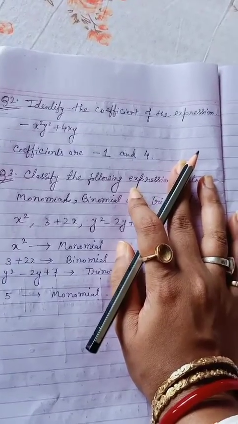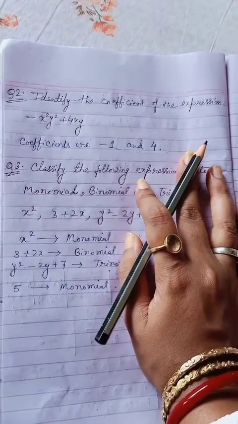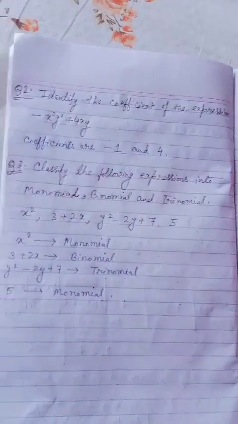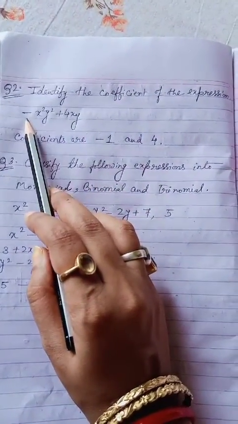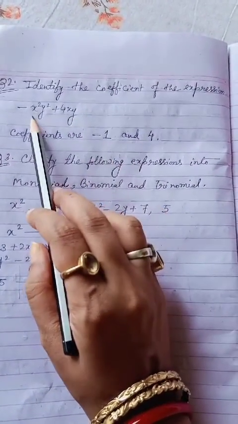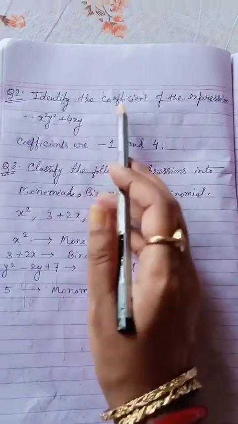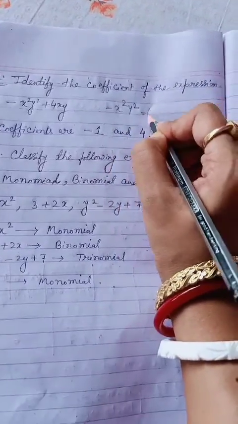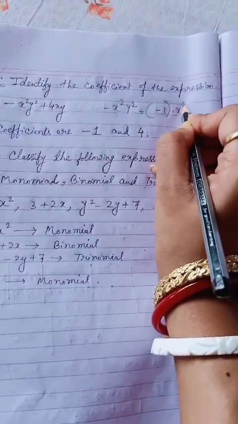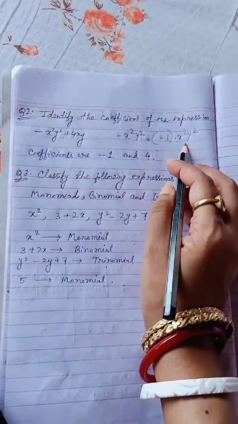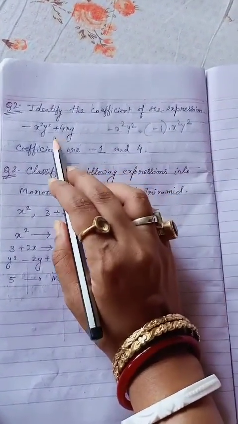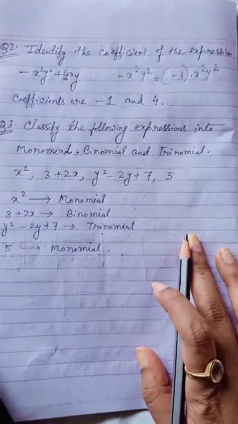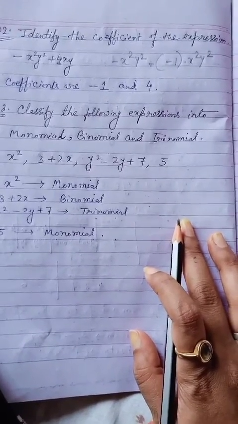Question 2. Identify the coefficients of the expression minus x square y square plus 4xy. Minus 1 is the coefficient of minus x square y square. See, we can write minus x square y square as minus 1 into x square y square. So minus 1 will be the coefficient of x square y square and 4 is the coefficient of xy. So in this way we can find any coefficient of any algebraic expression.